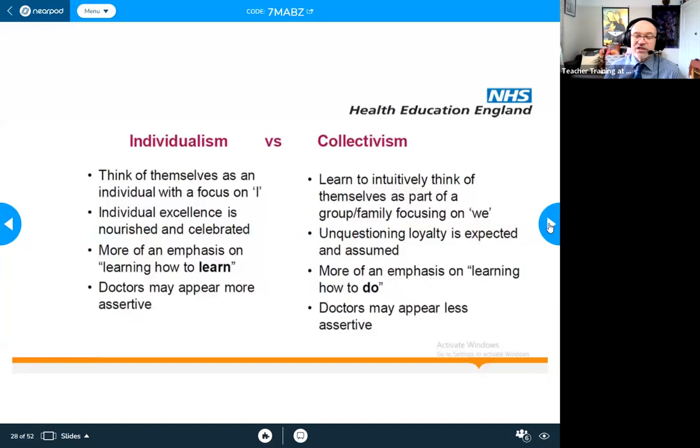There are obviously references to doctors throughout Vijay's PowerPoint, because he's talking about the teaching of doctors. And also they're noting the difference in doctors being more and less assertive with their patients in their particular case.